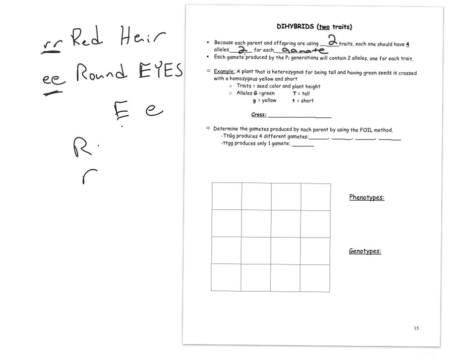Let's look at a plant example, and I hope it's a little easier. It's really not much harder than a Punnett square. A plant that is heterozygous for being tall and having green seeds is crossed with a homozygous yellow and short. So let's talk about that.